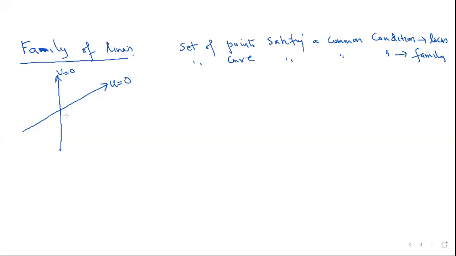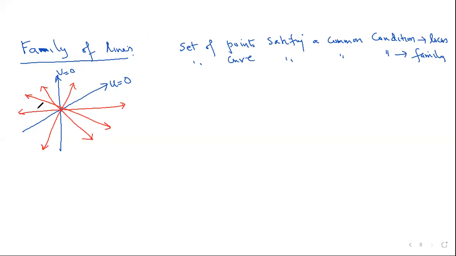What is the common condition? All of them will pass through this point. Like this, I can find an infinite number of lines which are passing through this point. What will be all their equations? One single equation to represent all of them. That's what I'm going to teach you.